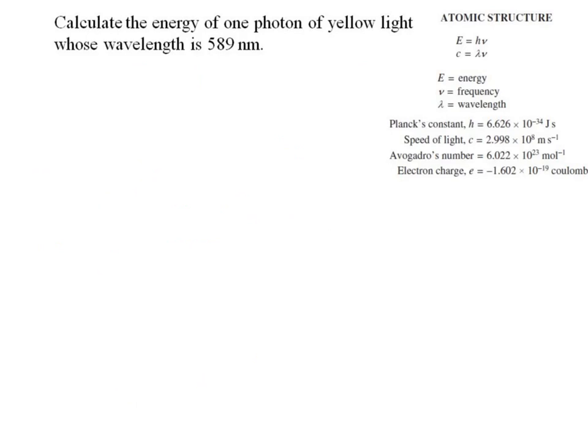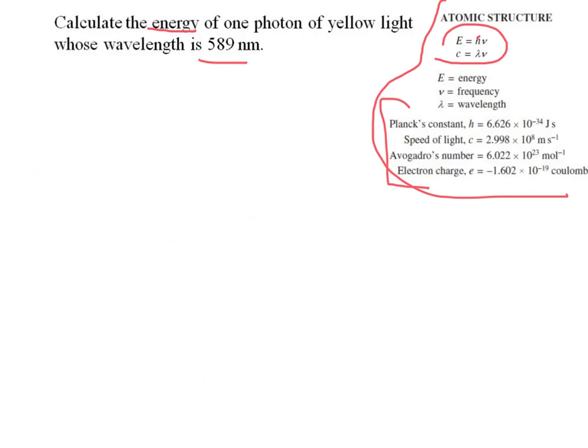So we're given this problem here. We want to calculate the energy of one photon of yellow light whose wavelength is 589 nanometers. So I'm trying to find energy. If I look at my equation sheet, I'll see that I have some useful information there. I have the two equations we've been talking about, E equals h nu, and I also have some useful constants that I can use to answer this problem.